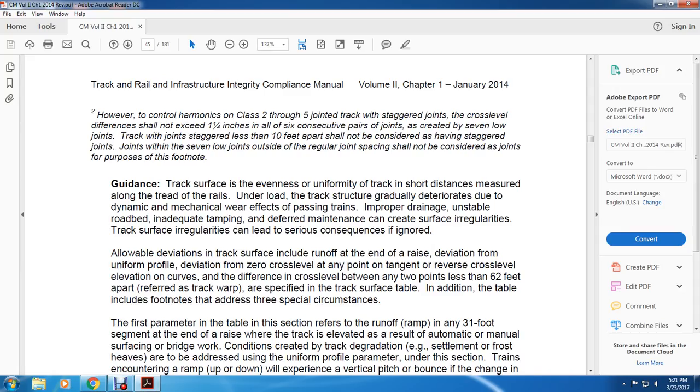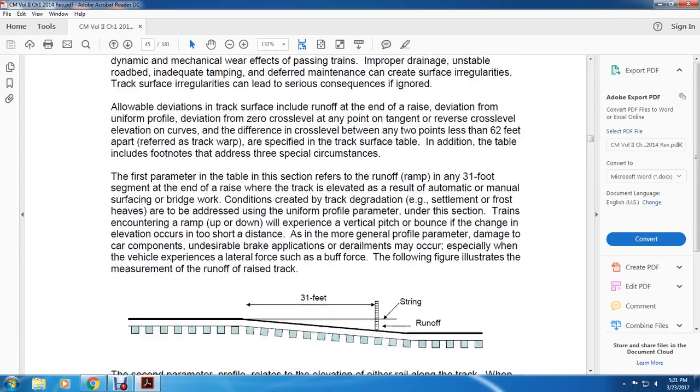The allowable deviations of the track surface include the runoff at the end of the rail, the deviation from uniform profile, the deviation from zero cross level at any point on tangent or reverse cross level elevation of the curve, and the difference in cross level between 2 points less than 62 feet apart. Refer to the track warp that is specified with the track surface table. In addition, the table includes footnotes that address 3 special circumstances.